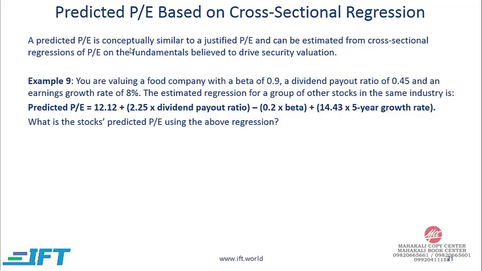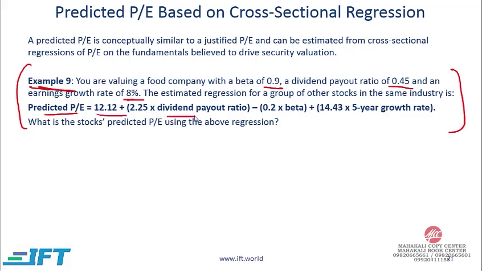A predicted PE is conceptually similar to a justified PE and can be estimated from cross-sectional regressions of PE on the fundamentals believed to drive security valuation. This might seem a little complicated, but at least what you need to know is not particularly complicated, and it's illustrated in example 9. You are valuing a food company with a beta of 0.9, a payout ratio of 0.45, and an earnings growth rate of 8%. So you are given the fundamentals of your particular target company, which you are valuing. The estimated regression of a group of other stocks in the same industry is given by this equation.